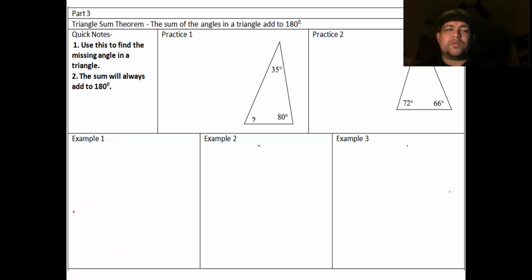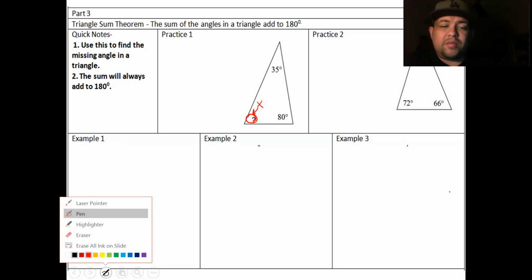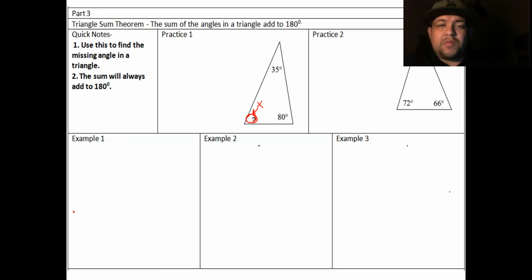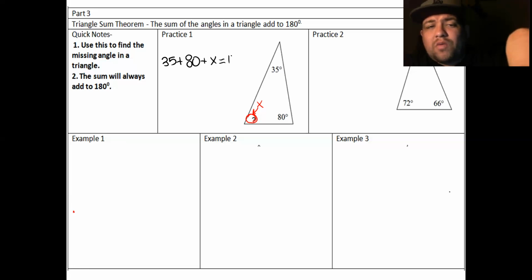Looking at these first ones, the sum of the angles, I want to solve for the question mark, so I can definitely do that by adding them all up. I'm going to label the question mark x just so you guys can see a variable inside of an equation. When looking at these, 35 degrees plus 80 degrees plus x will add up to 180.